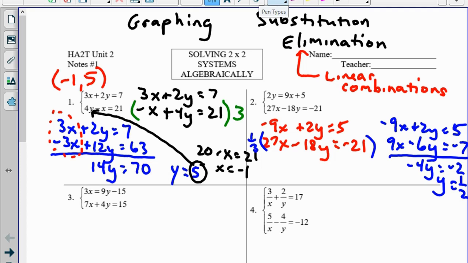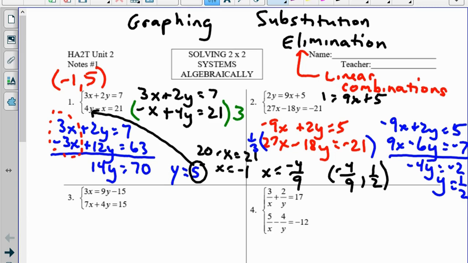Now I'll take that y equals 1/2 and substitute it in. I'll pick the top equation once again. So 2 times 1/2 is 1, and that equals 9x plus 5. I'll subtract 5 and divide by 9, so x equals negative 4/9. So the ordered pair that I will write my answer as is negative 4/9, comma 1/2.